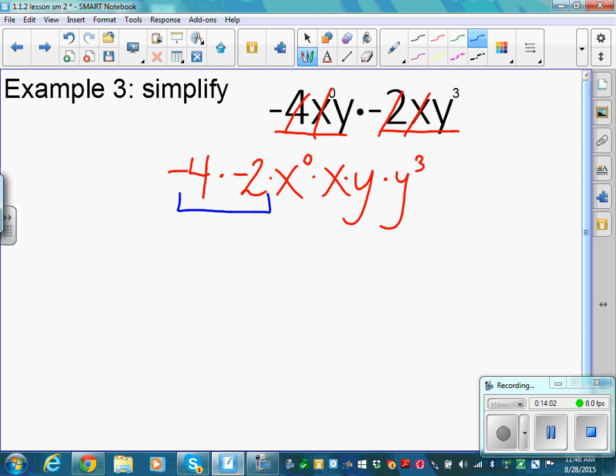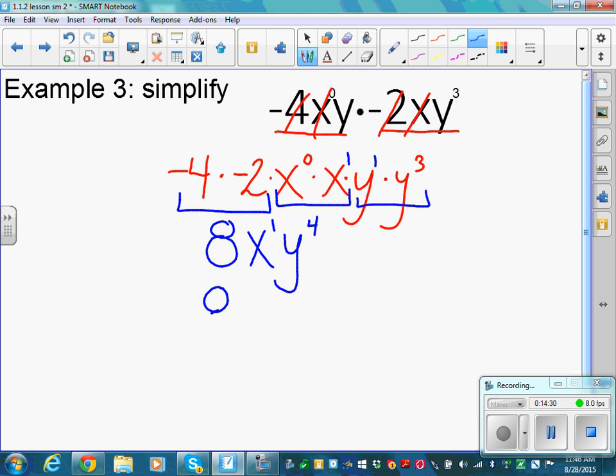All right, but these are numbers. We're just going to multiply our numbers. And negative 4 times negative 2 is positive 8. X to the 0 times x. Those are the same base, so we'll add the exponents, not forgetting that that exponent is 1. So we're going to have 0 plus 1, which is 1, so x to the first. And then looking at our y's, we're not going to forget there's a 1 there with our y, so we have 1 plus 3, which is 4, y to the fourth.